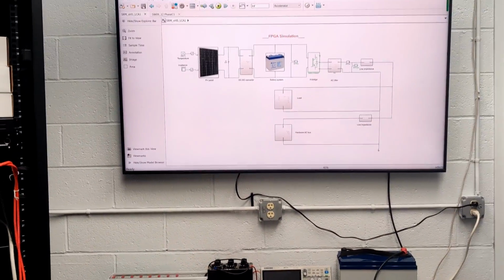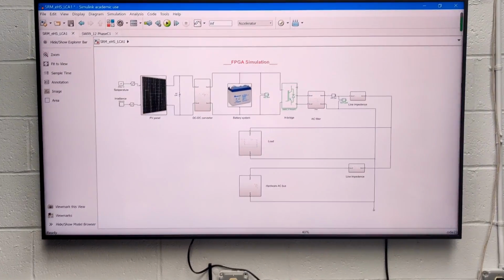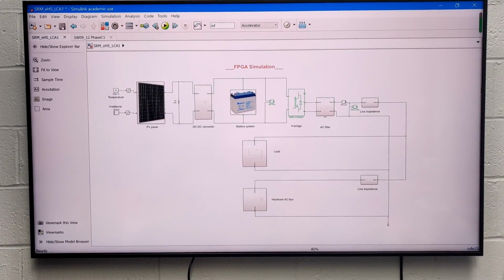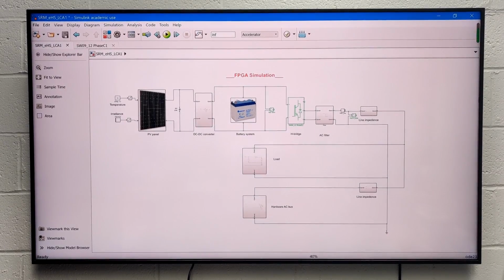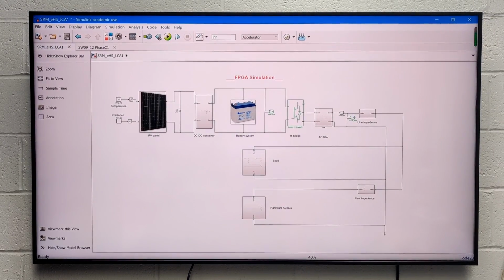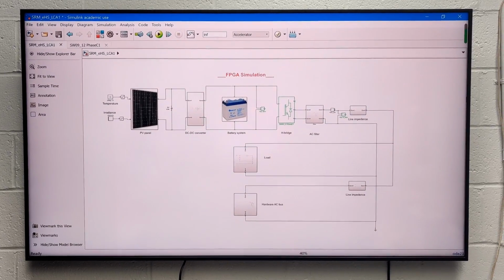To construct a microgrid environment, the software part simulated in FPGA includes more batteries, DC loads, AC loads, and solar panels, as shown in the monitor.